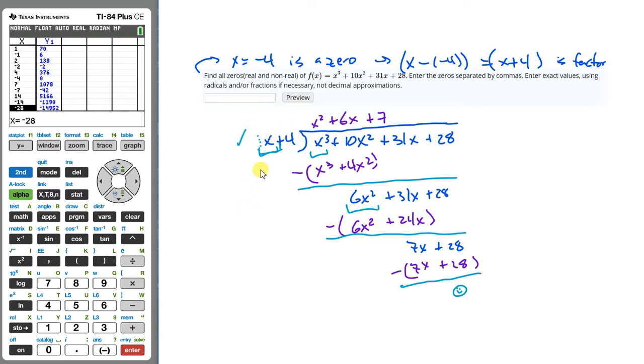Okay? So now what do I know? I know that this polynomial right here can be written in factored form, at least partially factored, as x plus 4 times this quotient right here, this result, x squared plus 6x plus 7. Okay? So is it fully factored? No, it's only partially factored. Why? Because I still have squares left.